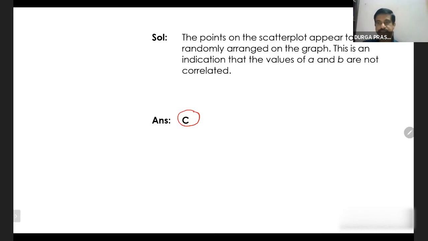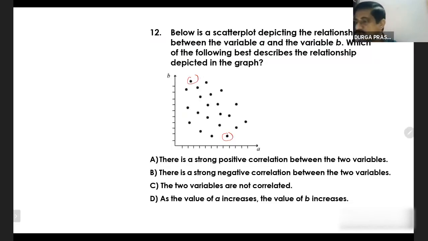Option C. Look at this, children. How we could come to this conclusion: look at the graph. See, if you draw this, even assuming that this is the line of best fit, you see above the line and below the line, they are so scattered.